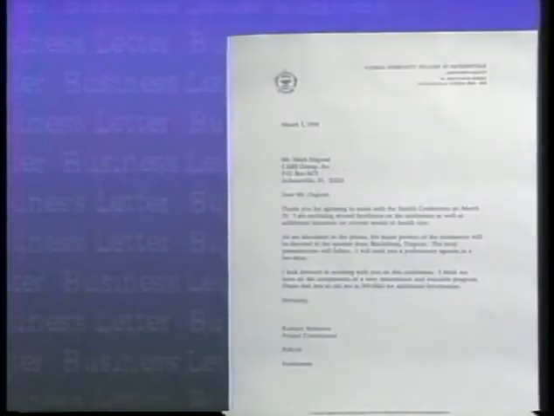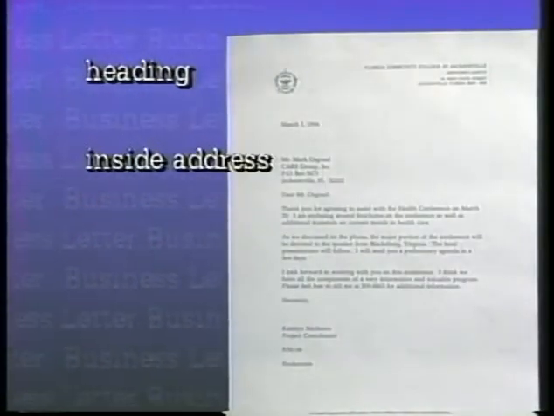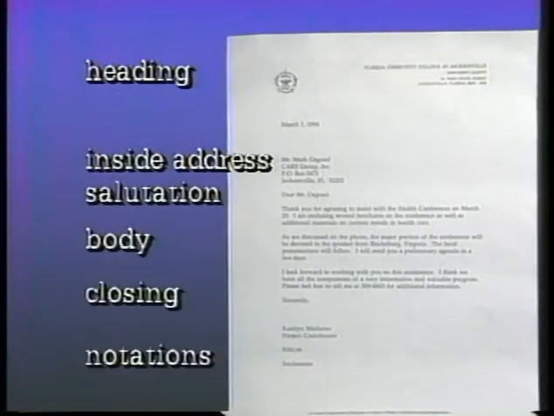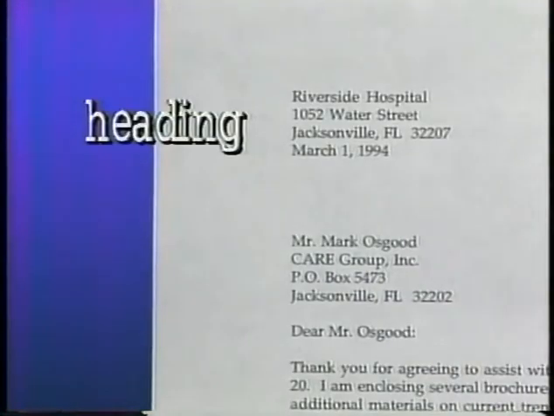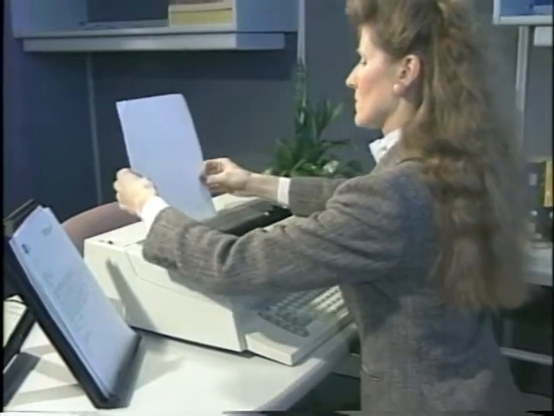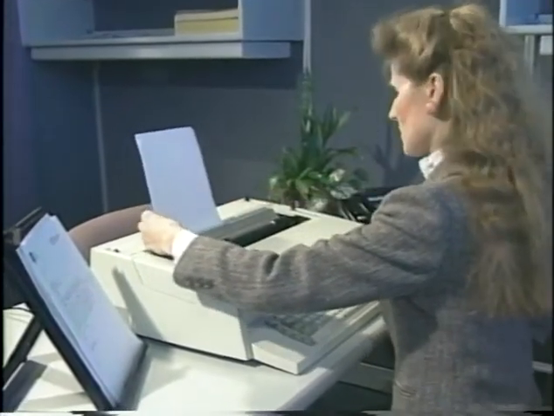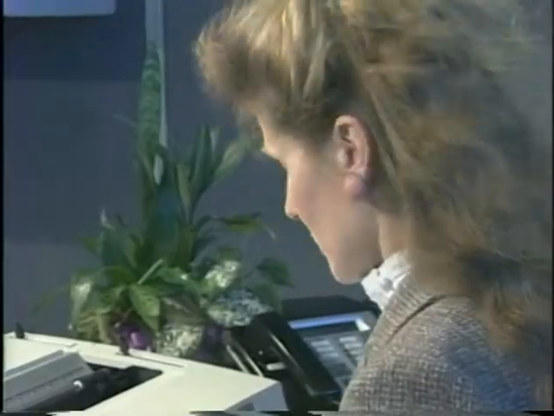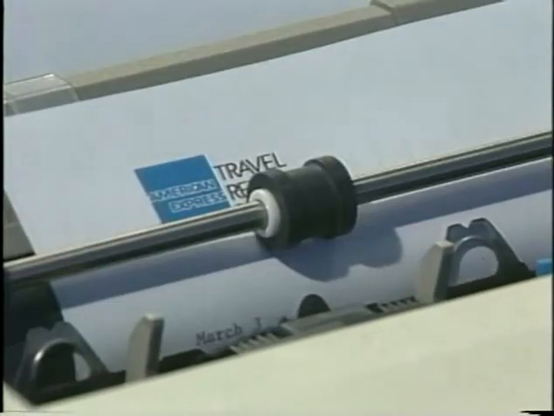A typical business letter is comprised of a heading, inside address, salutation, body, closing, and notations. The heading contains the sender's address and the date, but does not include the sender's name. Printed letterhead already provides the information required in a heading and also includes the name of your company or organization. So if you use stationery with a letterhead, you only need to write the date.